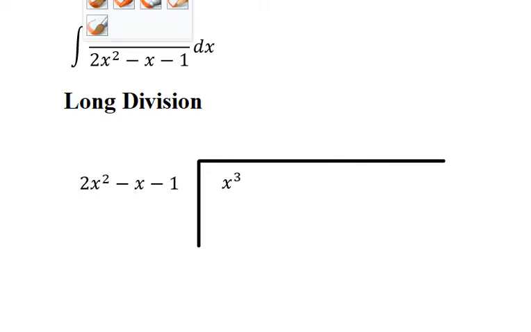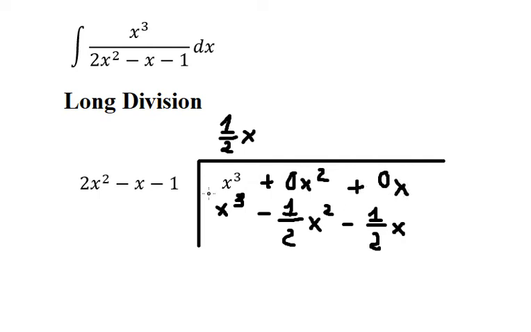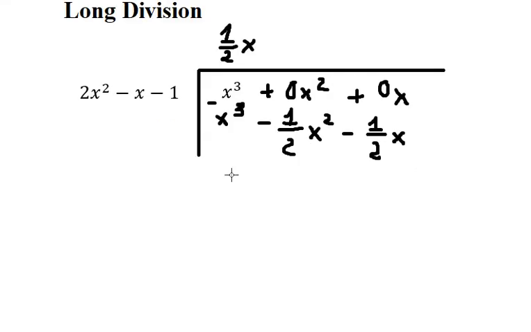Now, we have s to the power of 3, and this one that is about number 1. So we want to create s to the power of 3, so we multiply by 1 over 2s. 1 over 2s multiplied by this one, we have s to the power of 3. We don't have s square in here, that is 0s square. This one with this one, we have negative 1 over 2s square. This one and this one, we have negative 1 over 2s. So we need to put 0s, and now two equations we minus together.